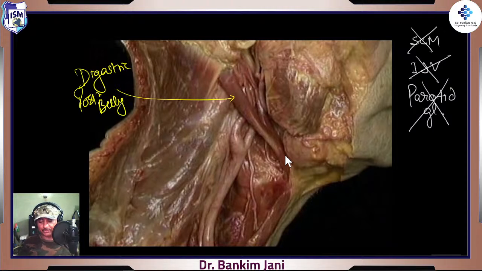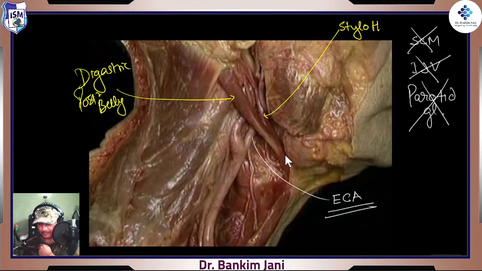When we know that, immediately the second muscle which will be passing through that sling is stylohyoid. Stylo-H, that is stylohyoid muscle, right? And this one is the external carotid artery. This one is the internal carotid sinus that we have talked about. So this is the external carotid artery.